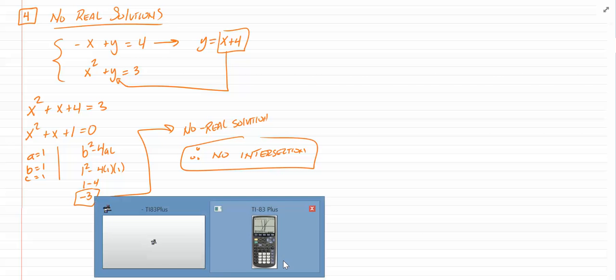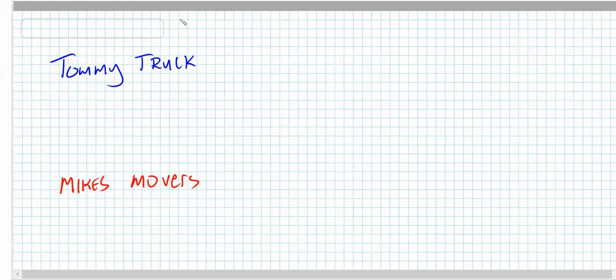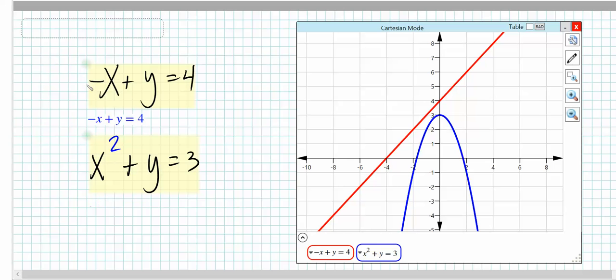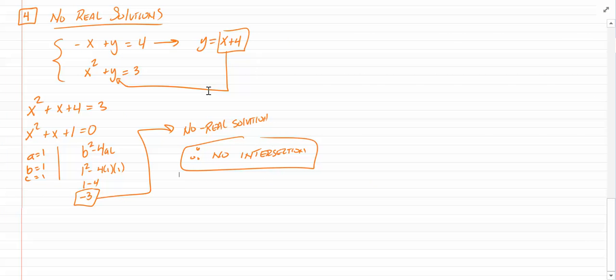And we're going to check out what we see here. In fact, I think I have this one right over here for you guys on Fluid Math. Okay, so here it is. Here's negative x plus y equals 4, and here's x squared plus y equals 3. So check this out. This is the graph of the system. One's a line, one's a quadratic. And what are you noticing, you guys? They share no points in common. So therefore, this has no solution. That's the reason why this has no intersection points, no solution.